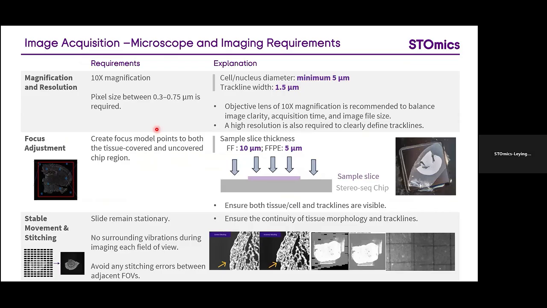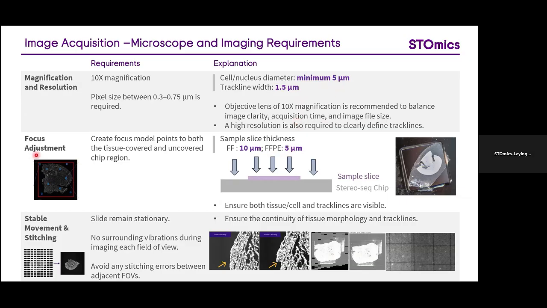For Stereo-seq image acquisition, we require a 10 times objective magnification with a pixel size of 0.3 to 0.75 micrometers. This ensures a balance between the clarity, the acquisition time, and the file size. Since the minimum size of the cell nuclei can be around 5 micrometers and track length about 1.5, the high resolution is necessary to distinguish these features.